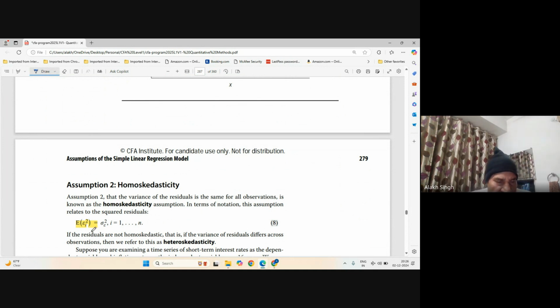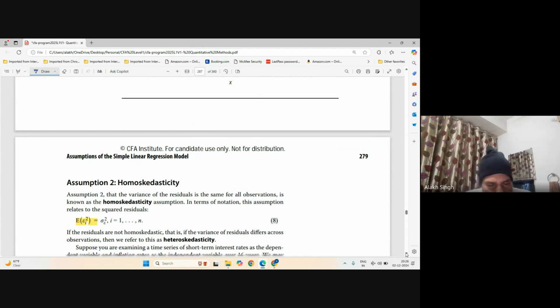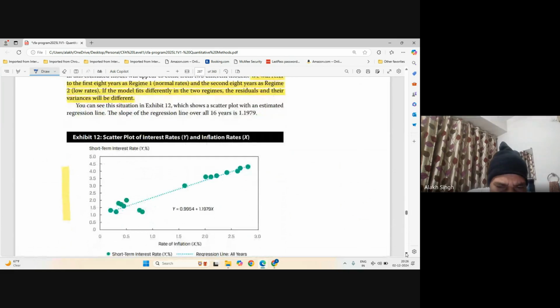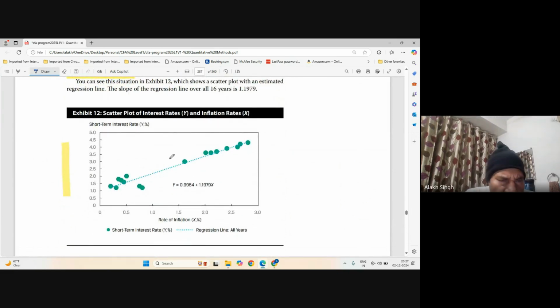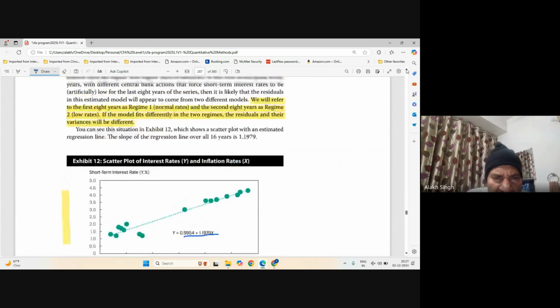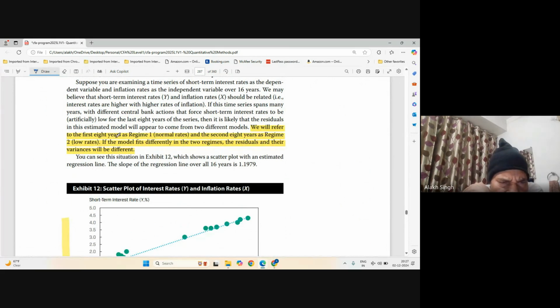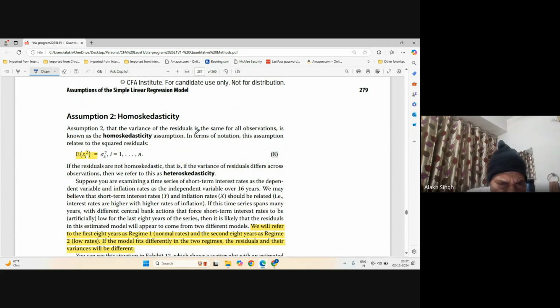So homoscedasticity means the variance is equal, and it is shown here. This is the model, y is equal to 0.994. Now here this variance looks more, it is an outlier. Short-term interest rate, and let's see what this is. You can see this situation in 12. We will refer to the first 8 years of regime 1. So here it is the discussion of two regimes.